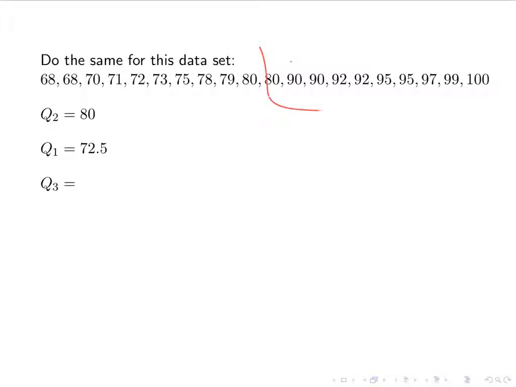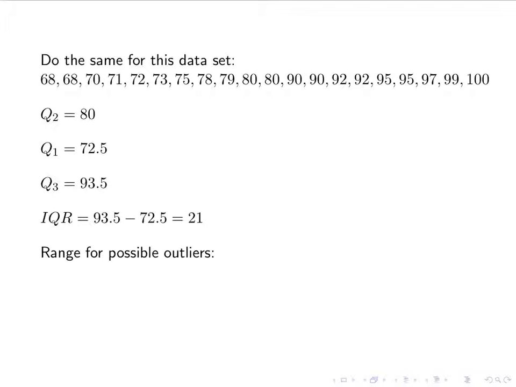For Q3, we look at the upper half of the data. Again, there are 10 values. Divided by 2, we have 5, so we want the midpoint of the 5th and 6th values. The midpoint of 92 and 95, 93.5. Next comes the IQR. So again, that's Q3 minus Q1, which gives us 21.